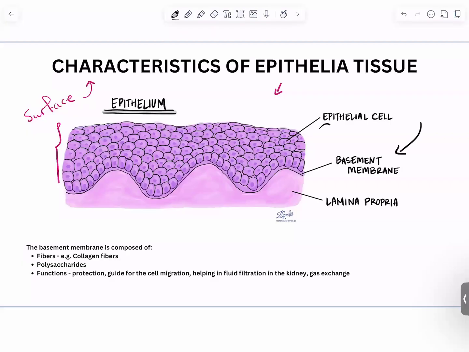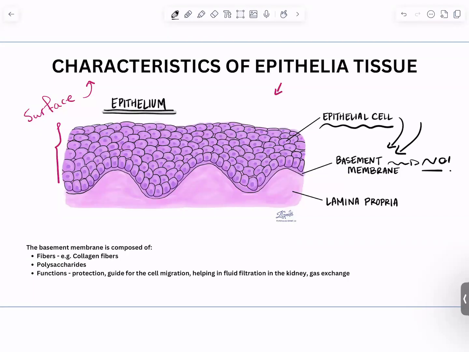Remember, after the layer of the epithelial tissue, we always have the basement membrane. Most of the time, maybe not always, but most of the time we have the basement membrane. It's very important to remember one thing about the basement membrane: it doesn't have cells. So, no cells in the basement membrane.